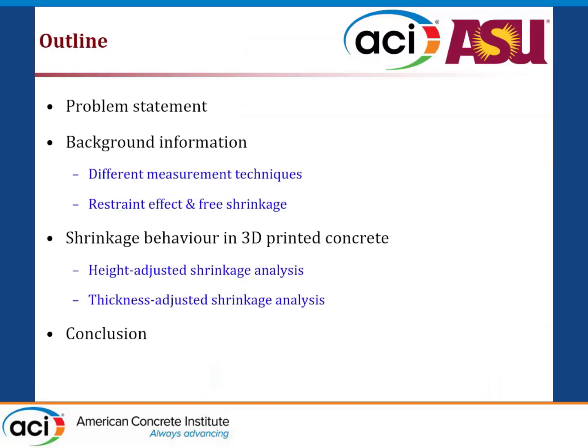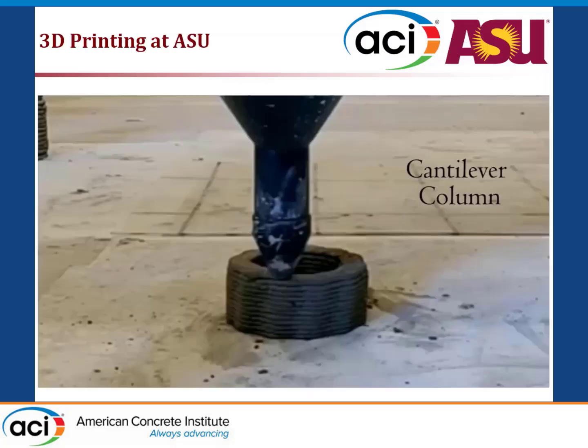So to start with, I'll talk about the problem statement, and why studying shrinkage is important. Then I'll give you some background information on how we are measuring shrinkage, how we are validating that the way we are measuring shrinkage is most probably correct, and how the numbers that we get from shrinkage measurement in 3D printed wall systems can be understood, in terms of why we are getting such numbers. And I'll give you a short conclusion.